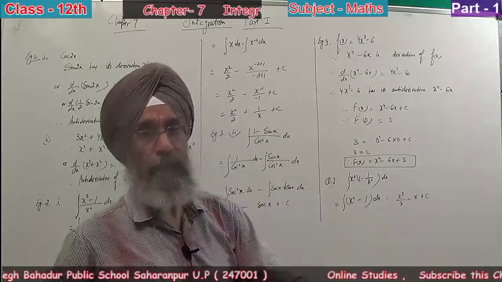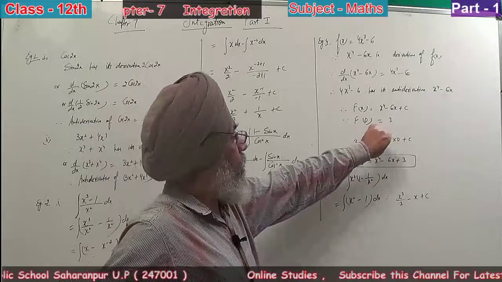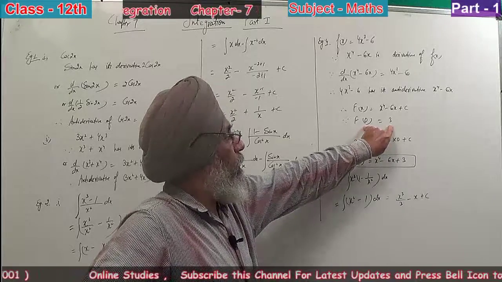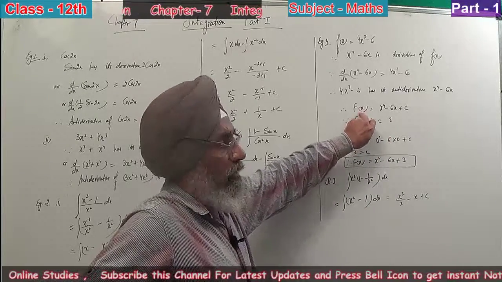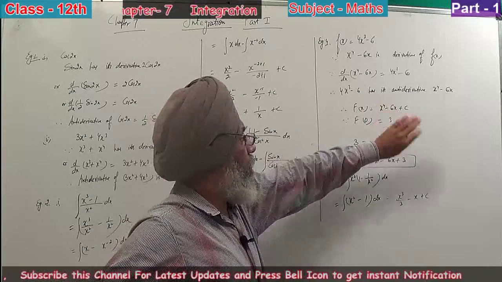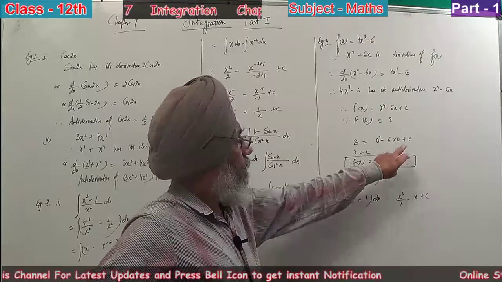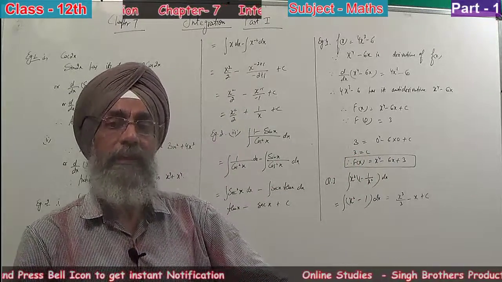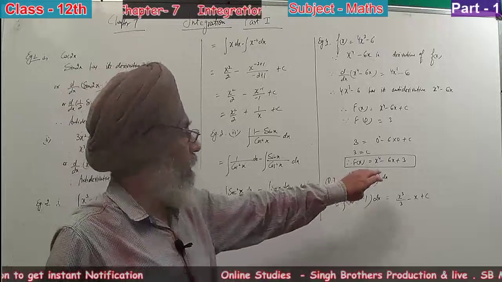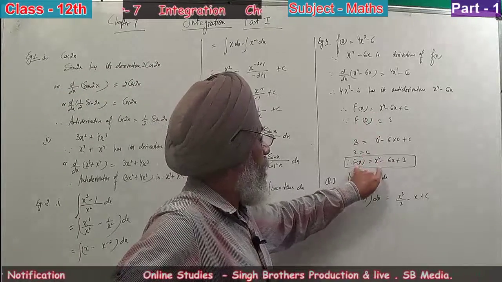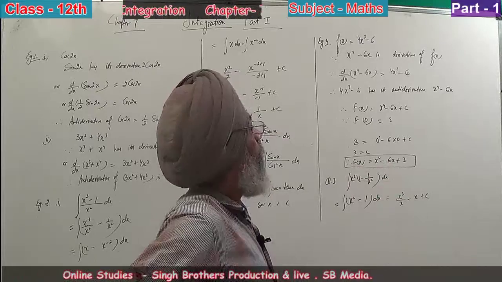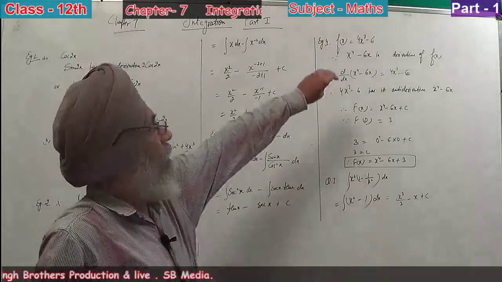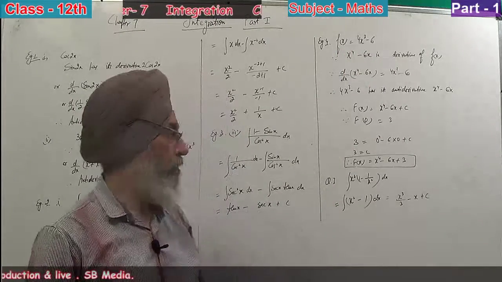It is given to us f(0) is 3, meaning if we place the value of x as 0, we get the value as 3. So placing x as 0, 0 minus 6 into 0 plus c gives you the value of c as 3, meaning we are getting the value of the constant of integration here, that is 3. Placing the value of 3 in this expression, f(x) is equal to x to the power 4 minus 6x plus 3 is the exact antiderivative of f'(x) equal to 4x cube minus 6.